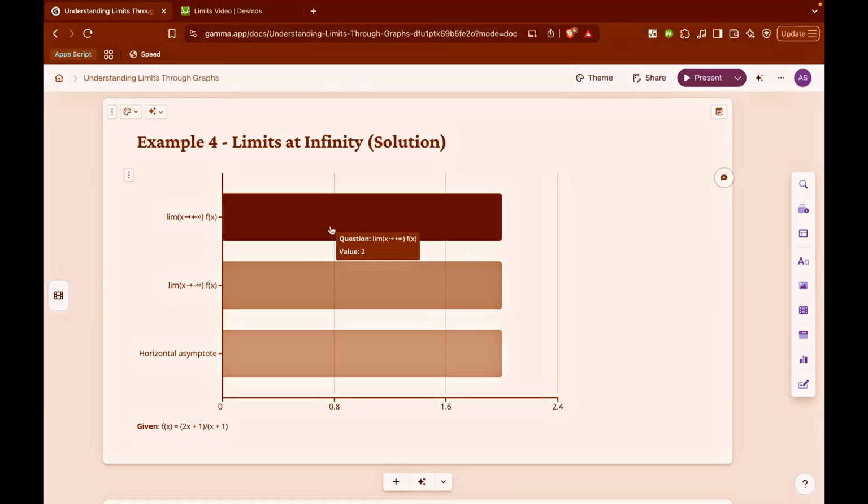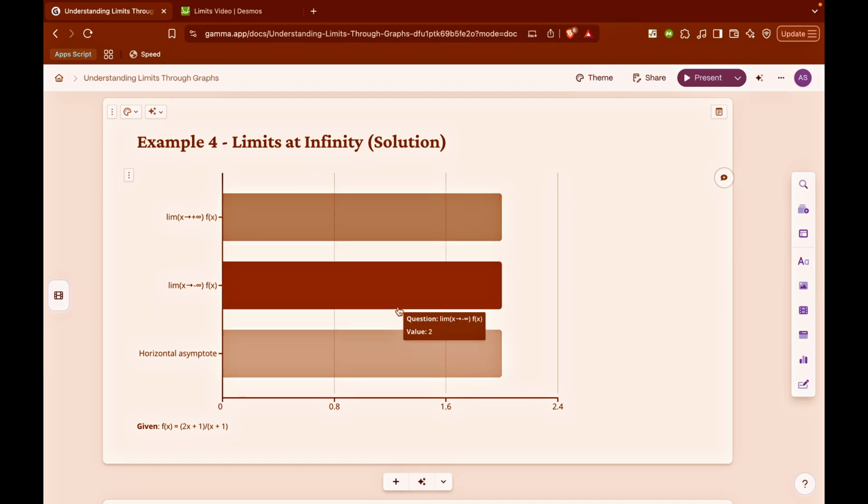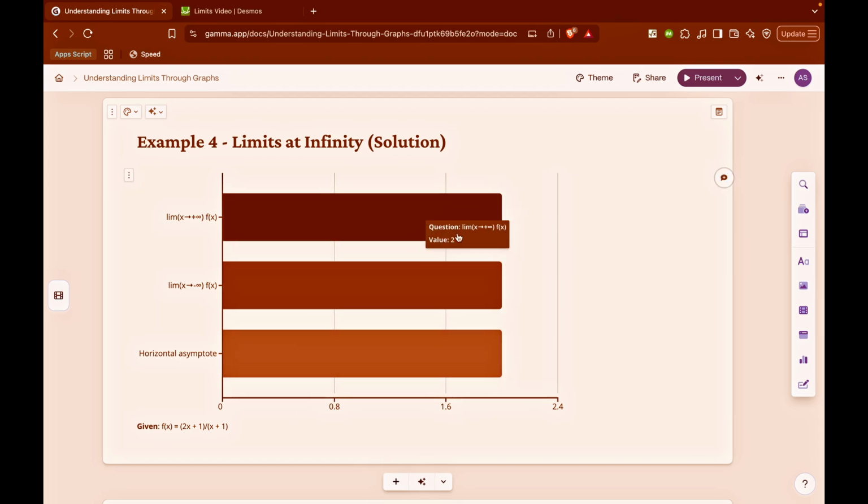Here's the limit at infinity question, and this is the solution. So we have values equal to 2 for the right-hand side. From the left-hand side, or the limit as x approaches negative infinity, it's also 2, and the horizontal asymptote is 2, meaning 2 is the answer to all of these questions.